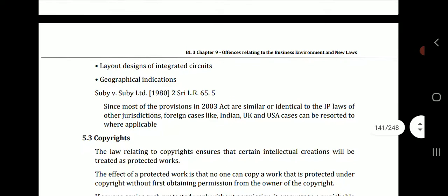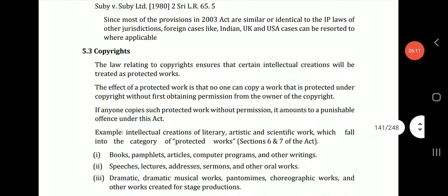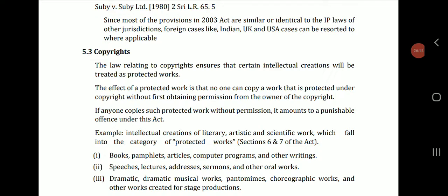So the main case in Sri Lanka is Subi versus Subi. It says that the provisions of the 2003 Act are similar to the IP laws of foreign jurisdictions like India, the UK, and the USA, which are applicable where relevant. So let's get deeper. What are copyrights? It's the law relating to copyrights, whereby intellectual creations are treated as protected. So if anyone copies such protected work without permission, they will be punishable under this Act.